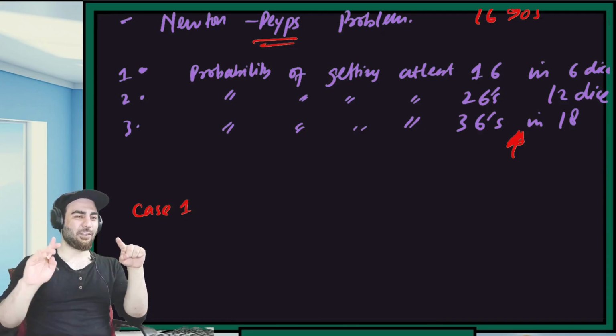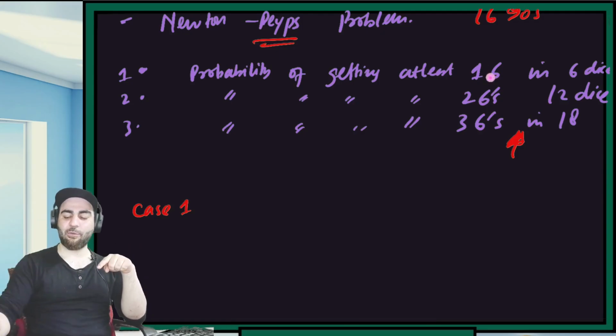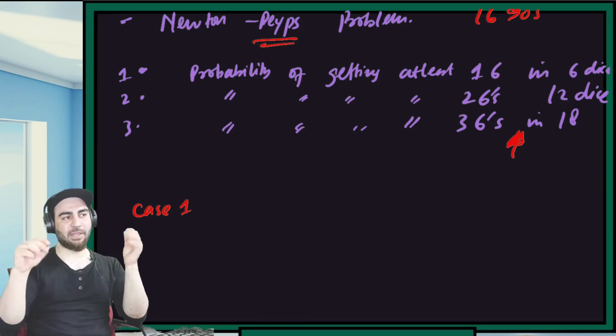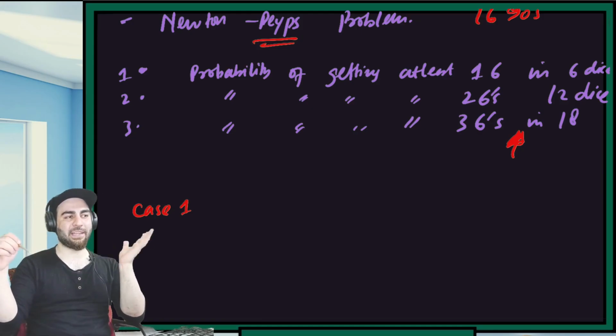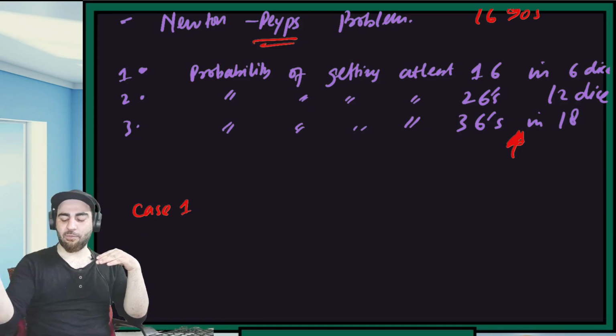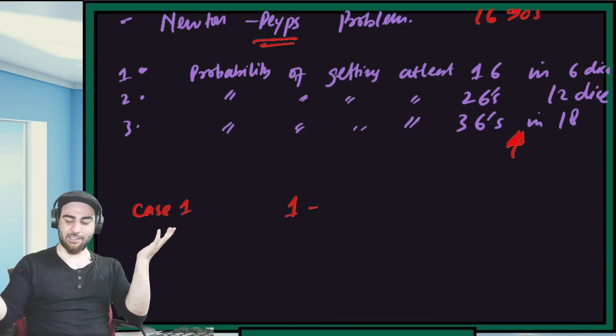So it's easy to perform the complement. At least one 6 would mean I take the union of all these events. But if I take the complement, I'll say 1 minus the probability that I'll get no 6s. Okay, probability of no 6s.